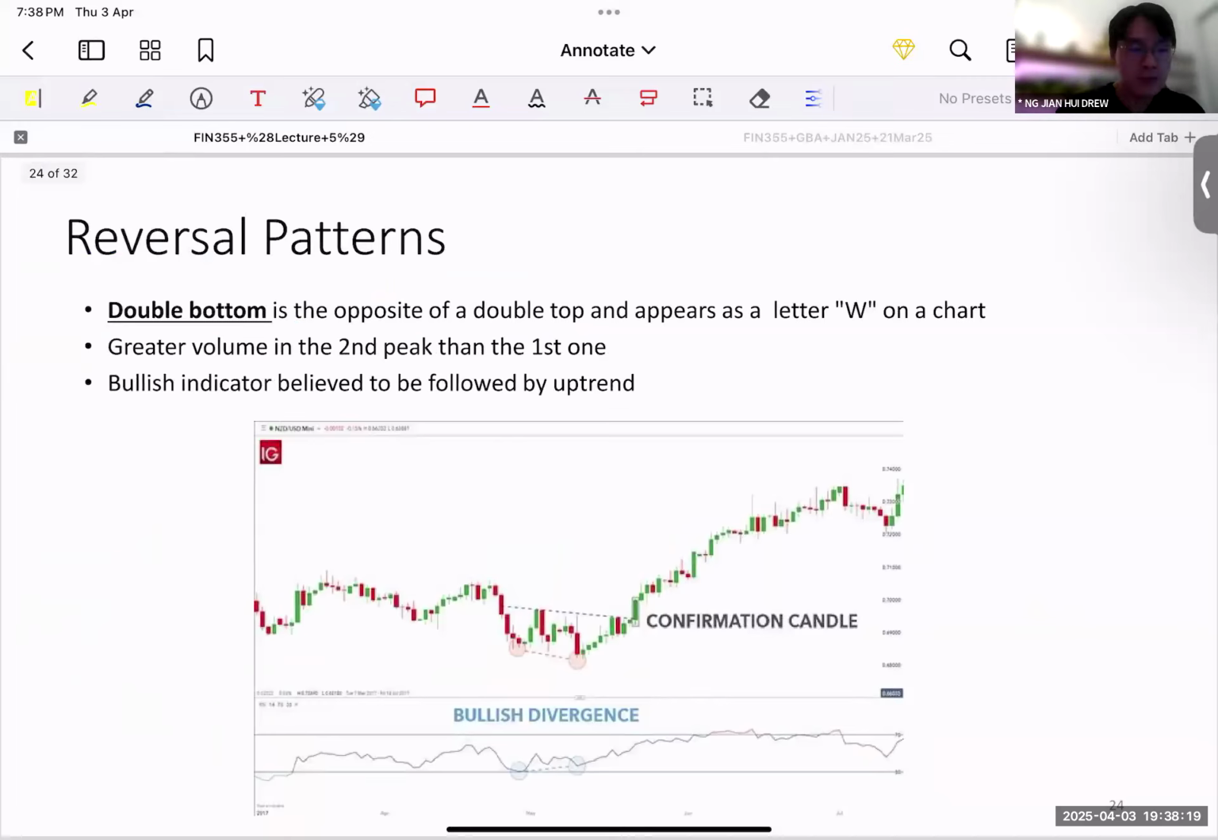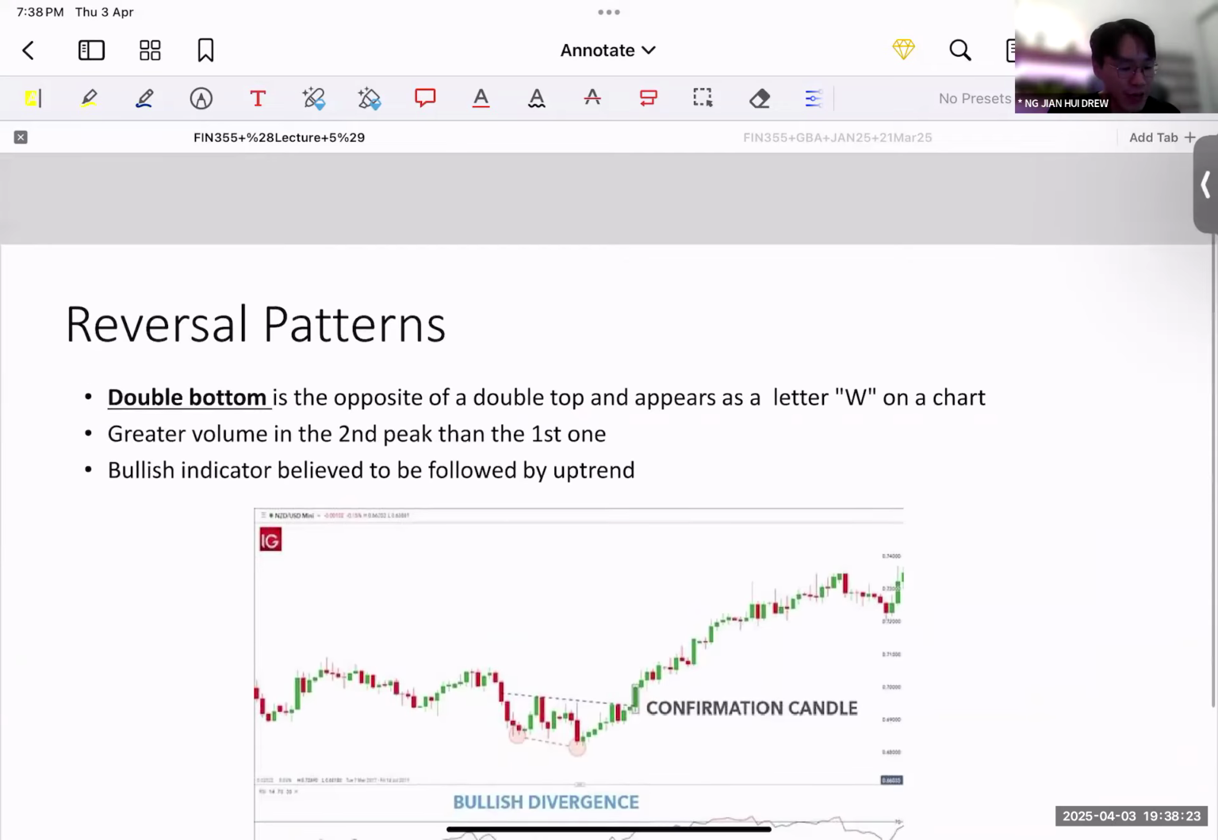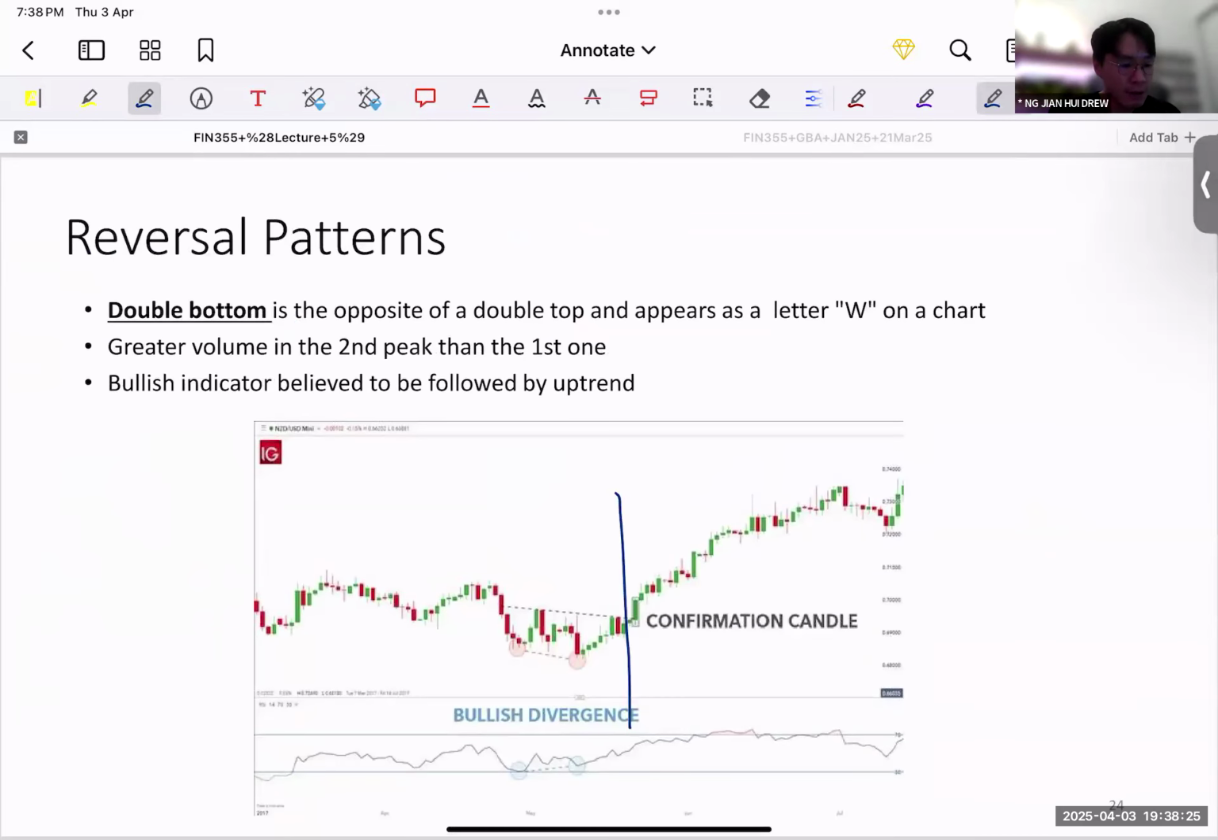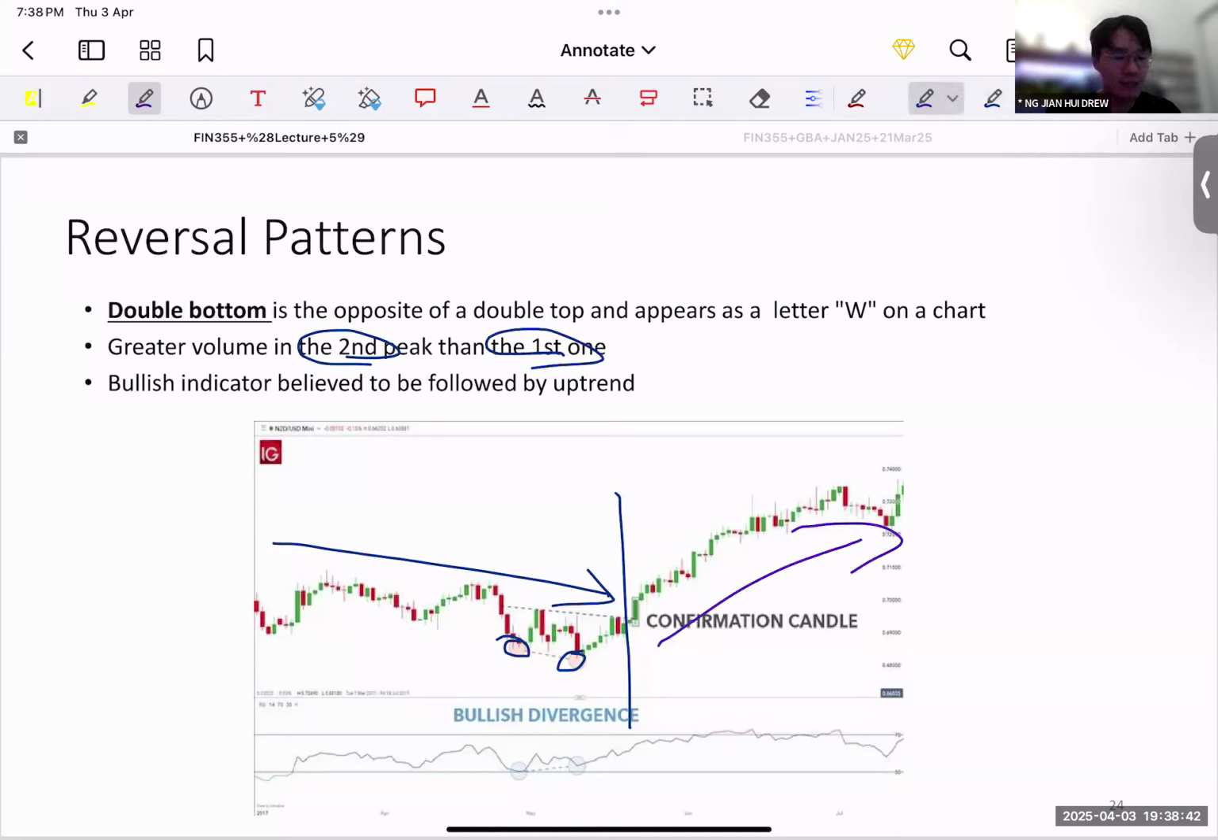On the flip side, we have a double bottom. A double bottom happens where the primary trend at the start before the double bottom is a downwards trend. However, given this is a reversal, once you spot a double bottom here like this, where there's high volume, with greater volume in the second peak than the first peak, so there are some conditions, then chances are the trend after it will be higher. It will go upwards, right?